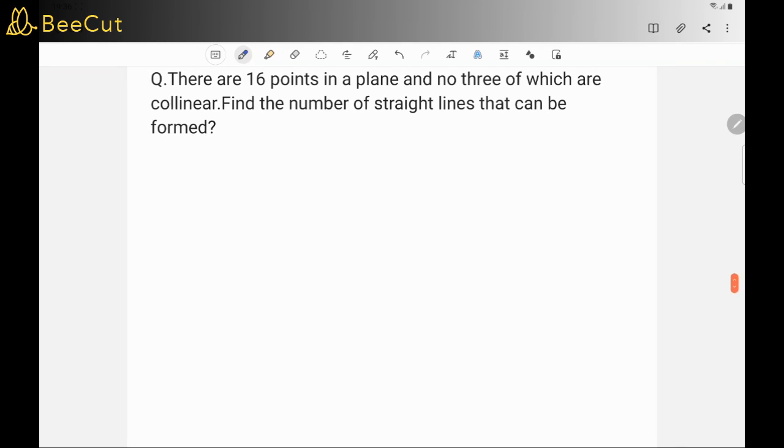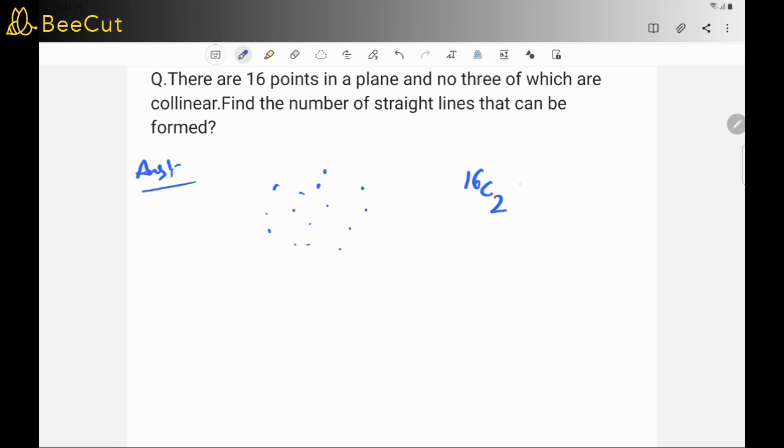Now let us look at this question. This question says that there are 16 points in a plane and no 3 of which are collinear. So let there be 16 points in this way, in this plane. So there are 16 points, no 3 of them are collinear. We need to find the number of straight lines that can be formed. In order to form a straight line out of 16, if you select any 2 points, you will be able to form one.